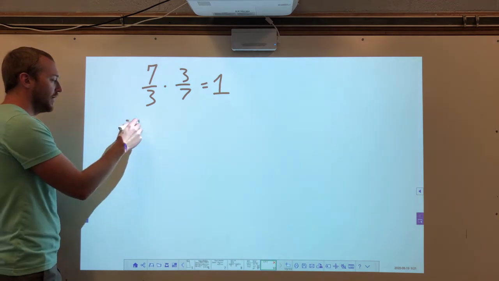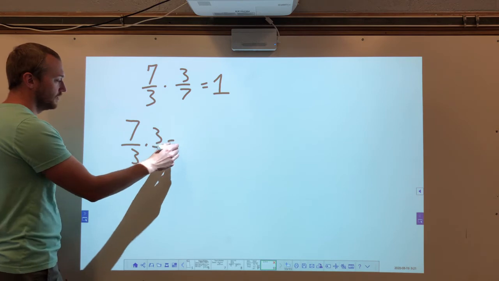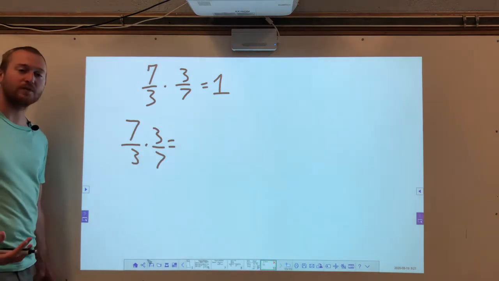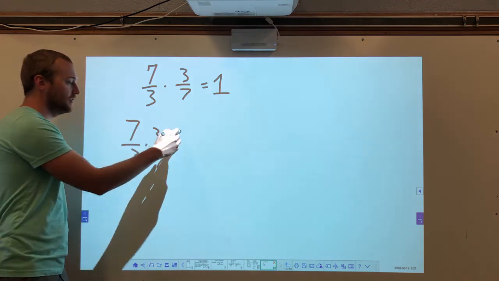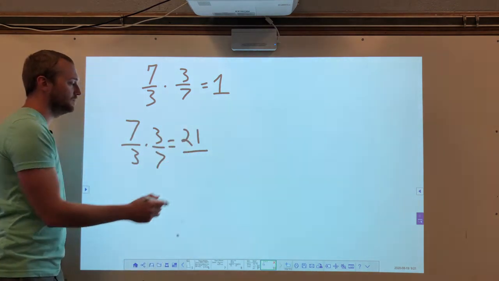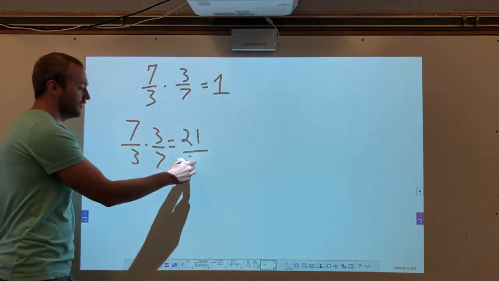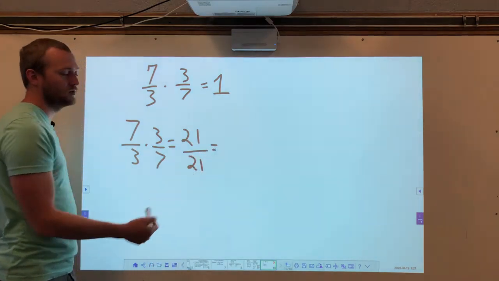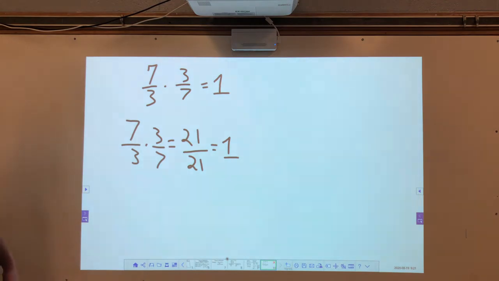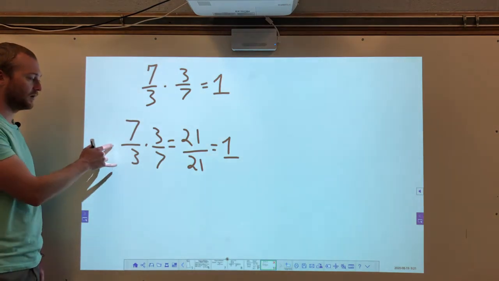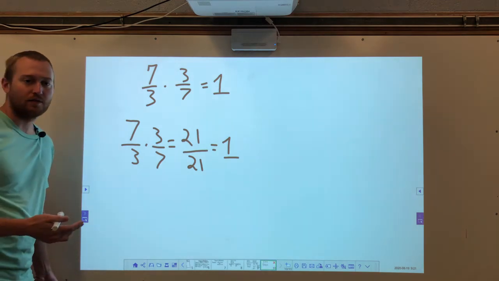And again, if we're not sure why that works, 7 over 3 times 3 over 7. Remember we're multiplying fractions. We can just multiply straight across. We can multiply the numerator times the numerator. 7 times 3 is 21. Multiply the denominators. 3 times 7 is also 21. 21 over 21 is the same as 1. That's kind of what's going on behind the scenes when multiplying by a number's inverse.